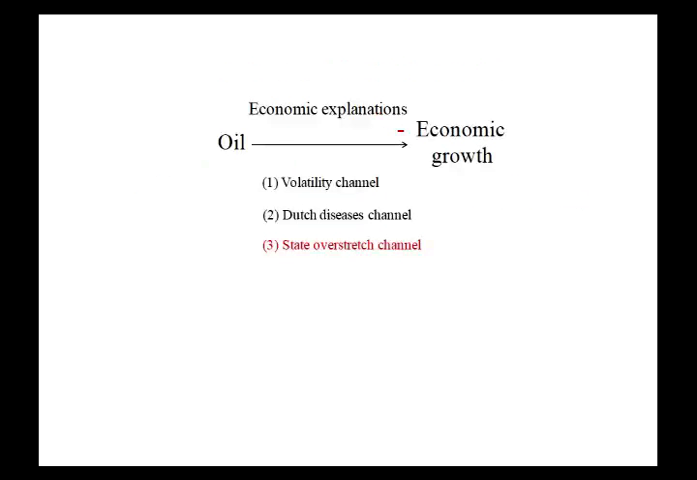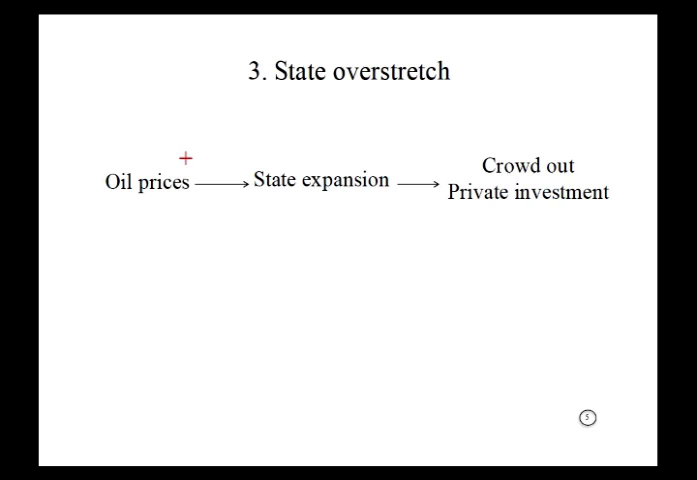Let's go for the final channel. We cover this and we will have a break. The final channel is state overstretch. Remember that oil industries throughout the world are mostly nationalized. The revenue derived from selling oil goes directly to the government. And this gives the government the temptation to expand. They find a lot of money, they spend, and public expenditure starts to grow and grow.